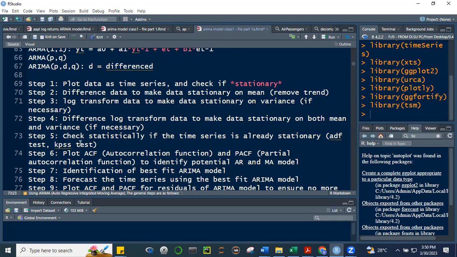Because once our data is statistically shown to be stationary, the next step is to plot your ACF, which is your autocorrelation function, and your PACF, your partial autocorrelation function. What is this used for? This is used for identifying whether we're going to use an AR process or an MA process, or both, an ARMA.